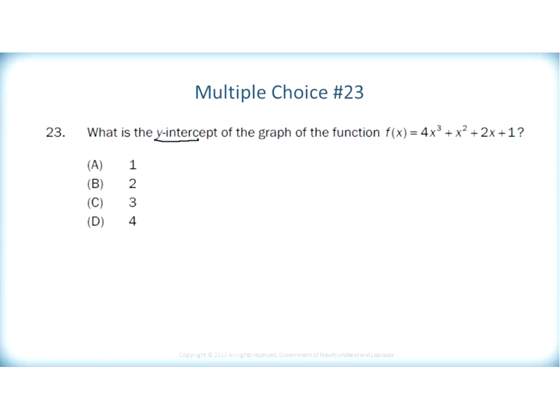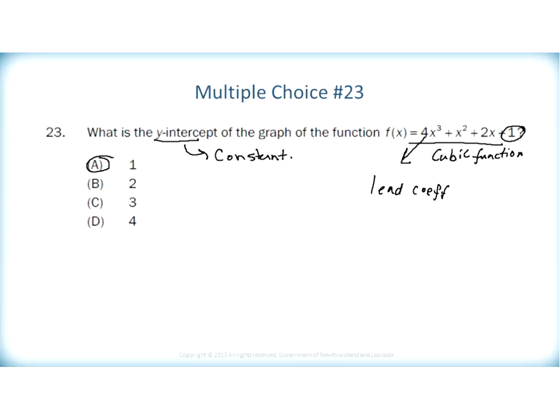What is the y-intercept of the graph of the function? Here we have a cubic function. It wants to know the y-intercept, and from the equation we can tell the y-intercept from the constant term. So here the constant term is 1. Now, something similar to this question could be asked. It could say, what is the end behavior? Or what is the leading coefficient? We have a leading coefficient here, and that helps us with the end behavior, telling us if it's an increasing or decreasing function.